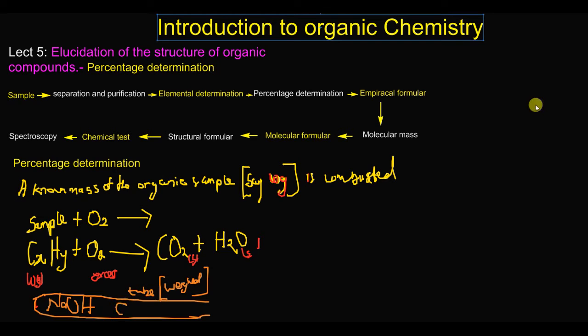Let me change the color, sorry. Carbon dioxide will be absorbed by this sodium hydroxide. So the absorbing agent for carbon dioxide is sodium hydroxide. Once it absorbs it, you then go and re-weigh the tube again, and you obtain the new mass.